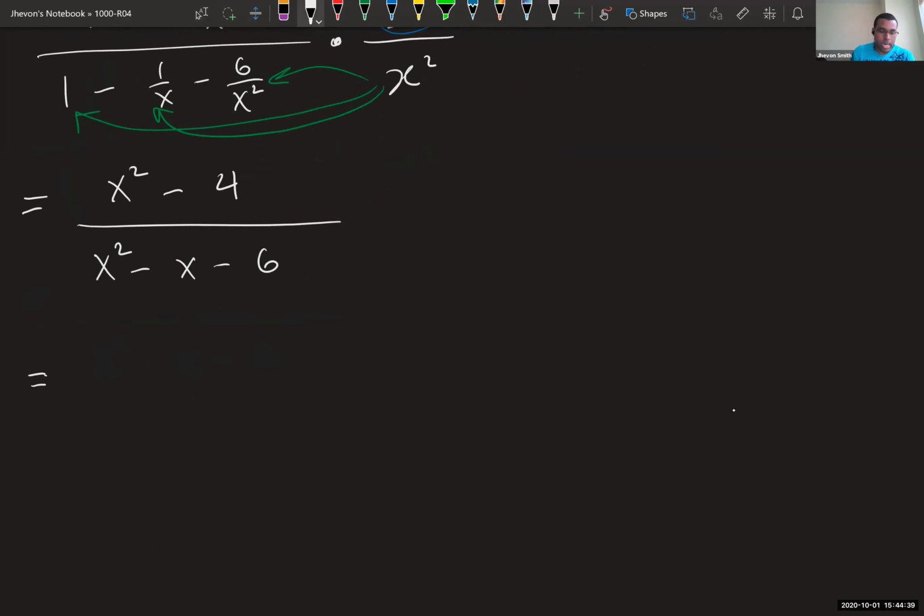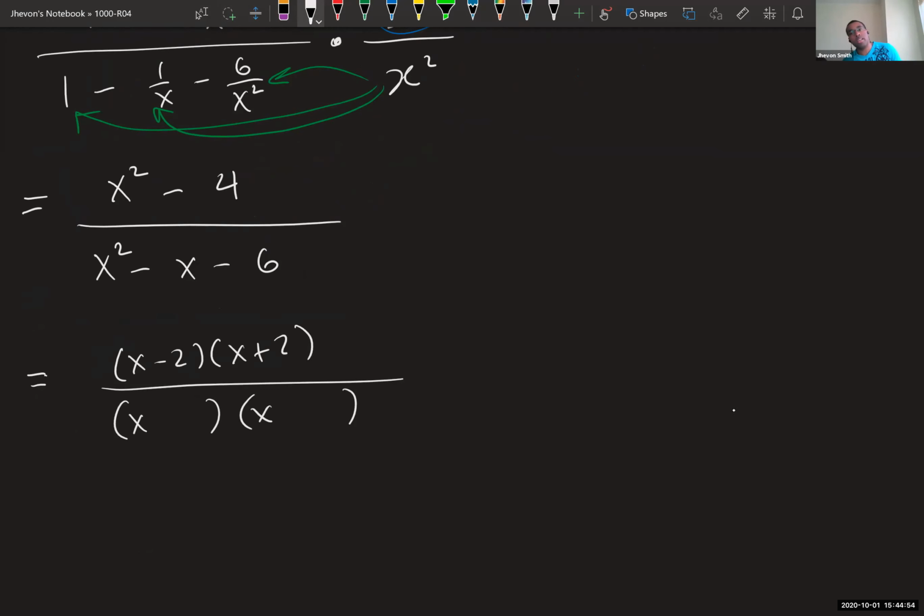What do we do now? Factor it. So the top is the difference of squares. The bottom, you do that thing where you come up with two numbers that multiply to give you -6 and add to give you -1. So something like a -3 and a positive 2. So now the x plus 2's cancel, and so we end up with x minus 2 over x minus 3.